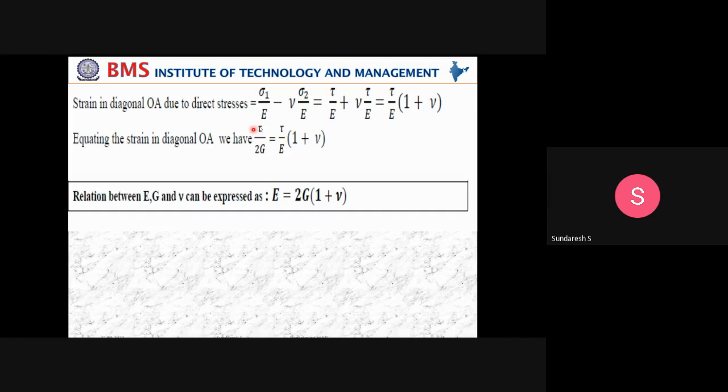On the LHS, you are going to get tau by 2G, and on the RHS, you are going to get tau by E into 1 plus nu. So tau will get cancelled, and rearranging the terms, you are going to get E is equal to 2G into 1 plus nu. This is a very important relationship between modulus of elasticity and modulus of rigidity in terms of Poisson's ratio. So please remember, E is equal to 2G into 1 plus nu, where E is the modulus of elasticity, G is the modulus of rigidity, and nu is the Poisson's ratio.